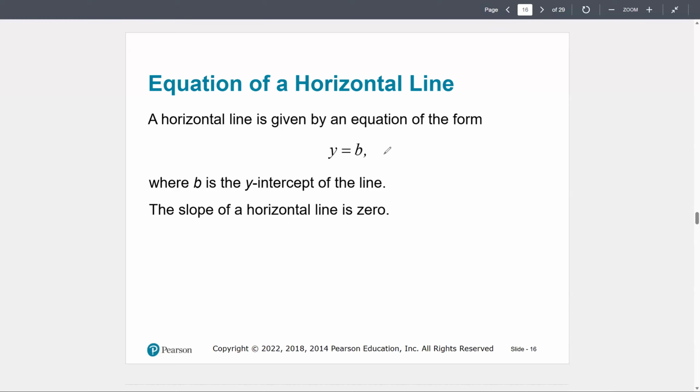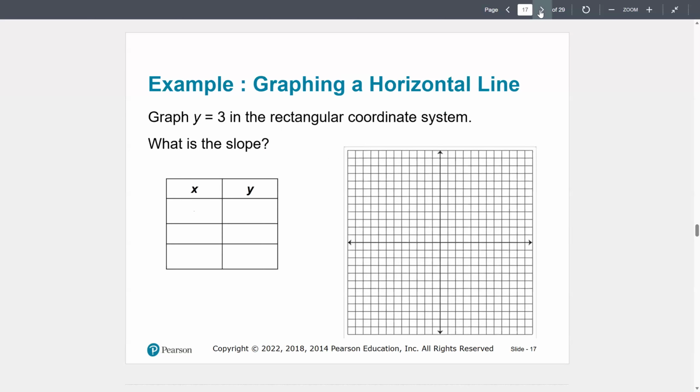That's why we do not have an m, because this is just saying y equals 0x plus b. So just an example to see why this is going to look the way it does. y equals 3 is in the rectangle. We're going to graph it in the rectangular coordinate system, and we want to know what is the slope.